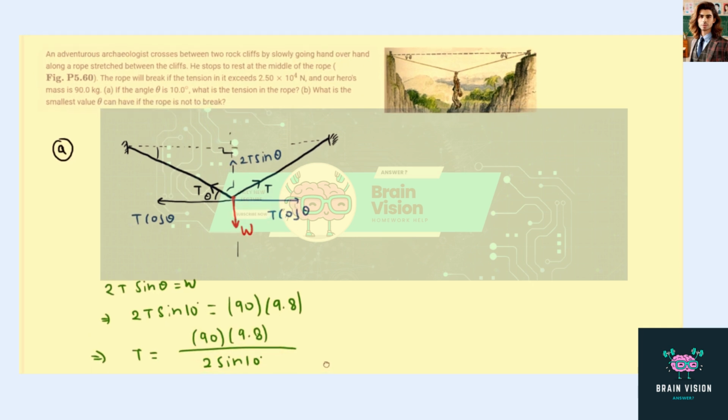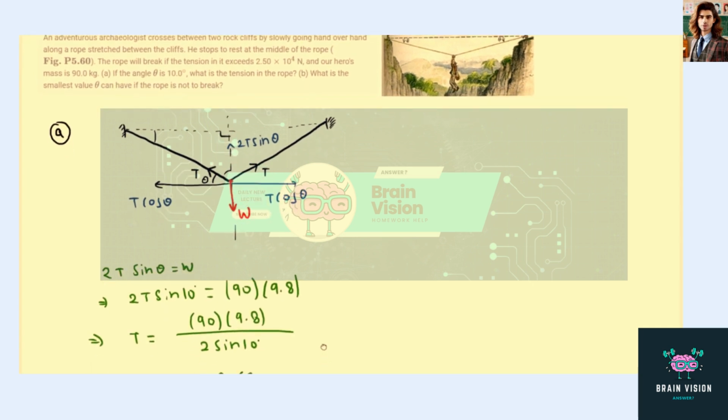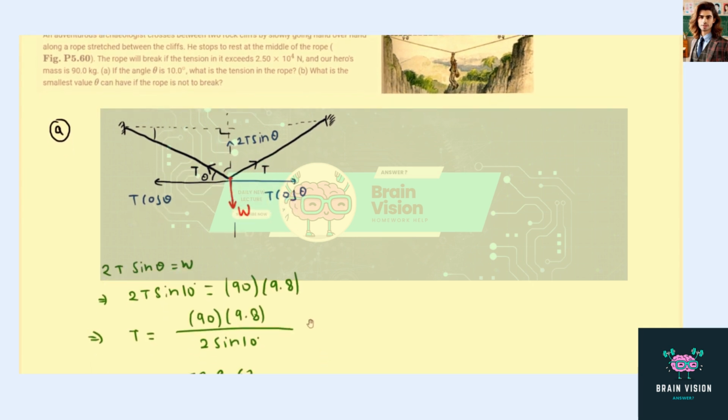Let me just recheck the calculation over here. So we have 2T sine theta is 90 times 9.8. So 90 times 9.8 over 2 over sine 10 degrees. So that's going to be 2539.62. So it seems like at this particular angle, this is the tension, and this is more than this value. So that's actually at this angle that will break.